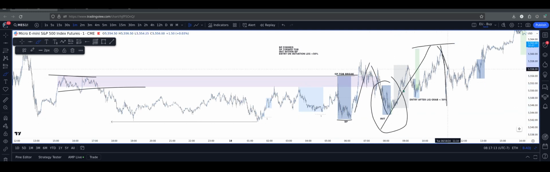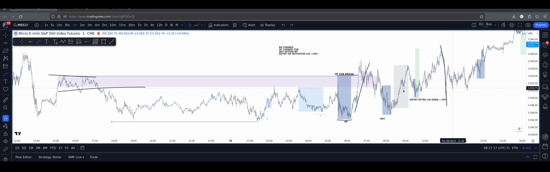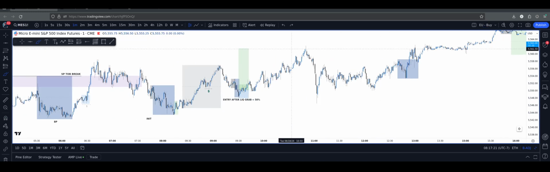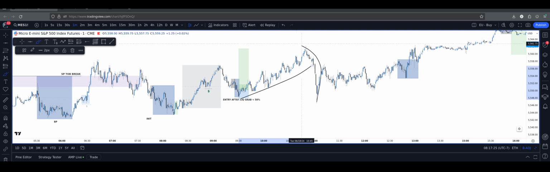So this pullback here was completely natural, normal, everything. And the fact it was so fast and its location was telling me everything I need to know. This is a manipulation pullback. They just wanted to take everyone who was long. They wanted to get them stopped out, right?